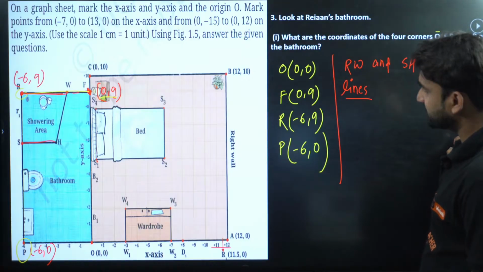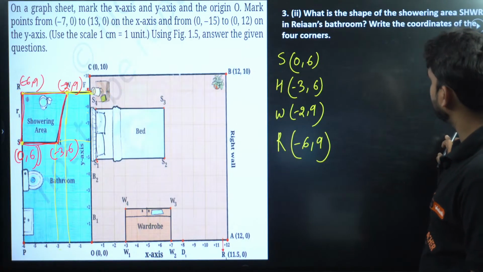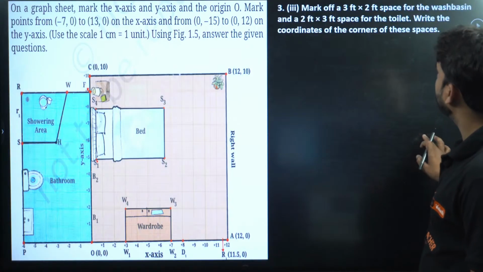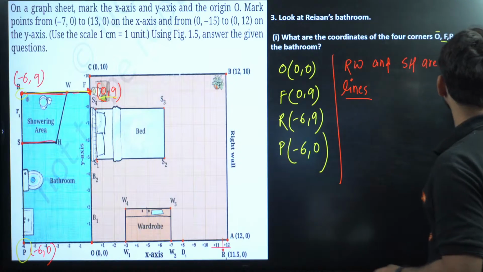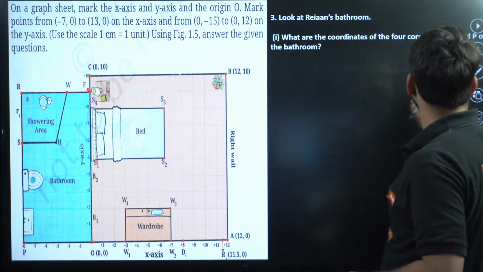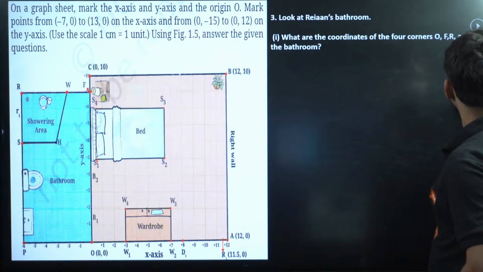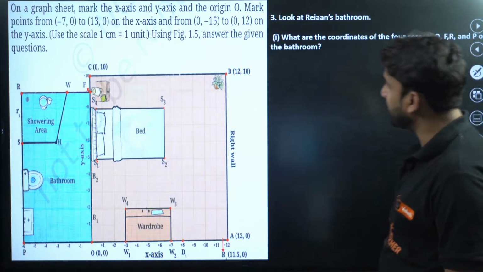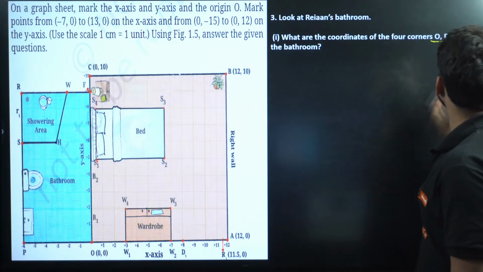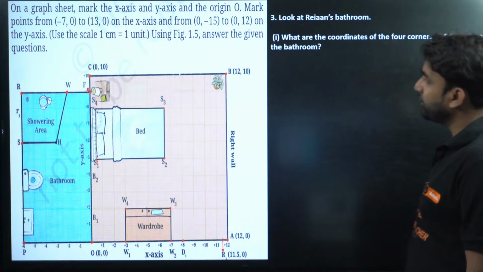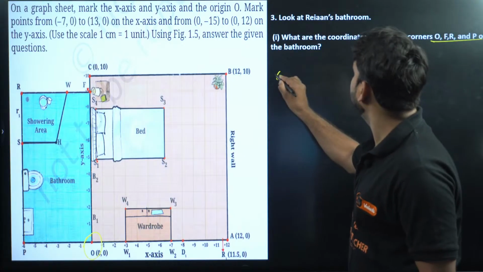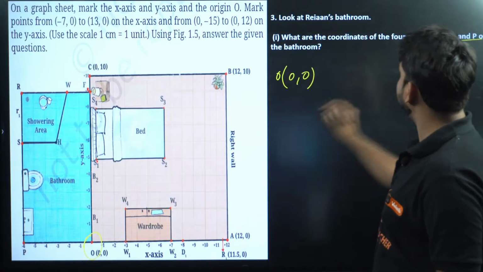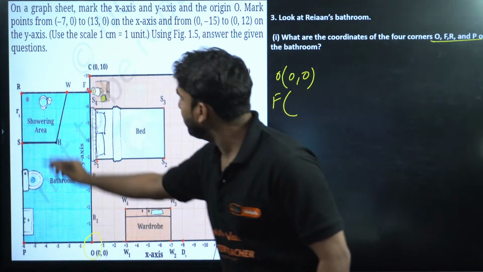Here we have written 0, 0 which belongs to another question. Why did we write it here? You students will become confused. Let me give you the solution for this question again. In this question we have to find the O, F, R, P coordinates. So where is O? This is O here. Let me write again 0, 0. Where is F? This is F.